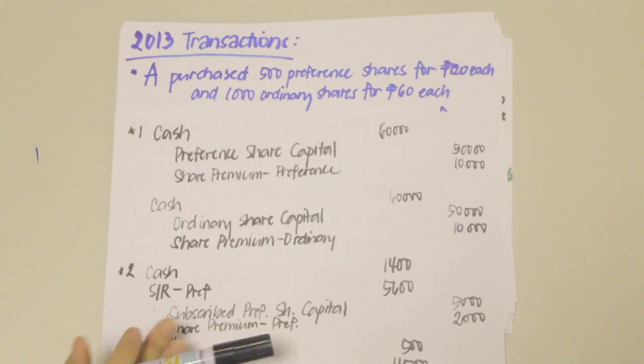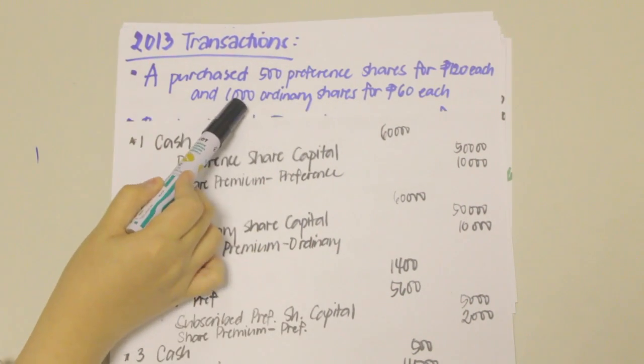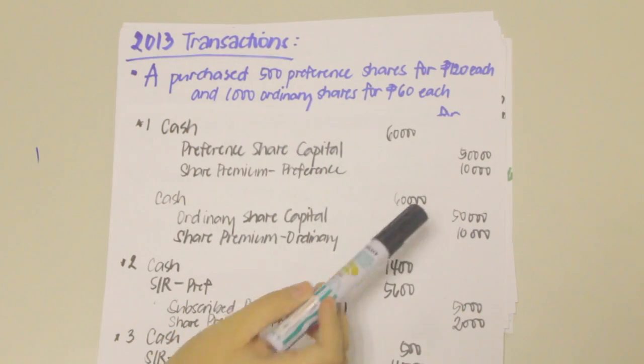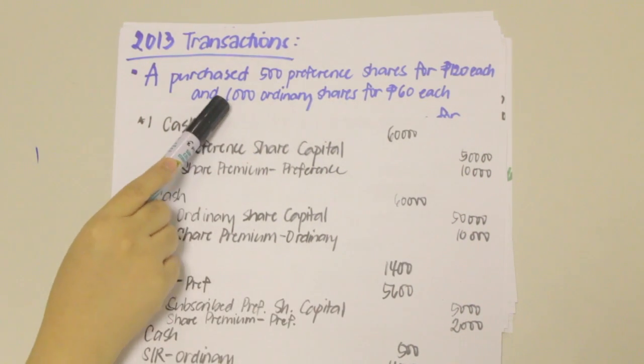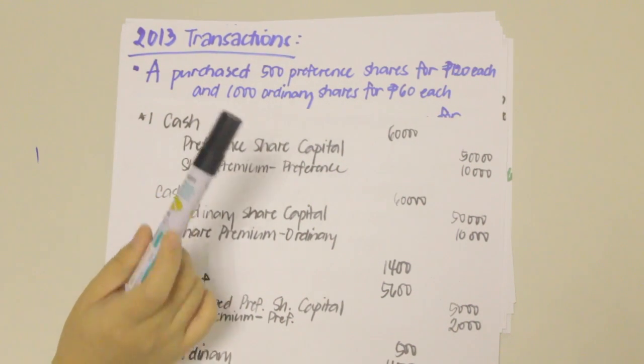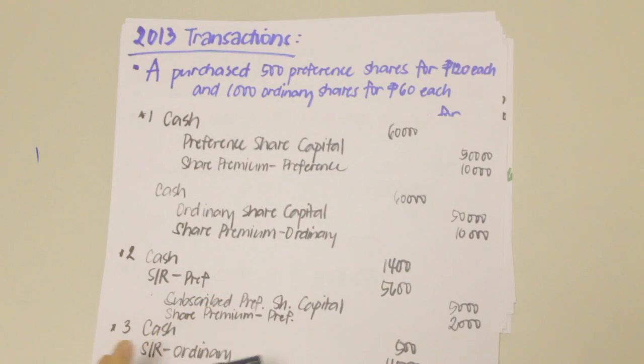And then we also have to debit cash for 60,000 for the ordinary shares, and then credit ordinary share capital for 50,000, which we get by multiplying 1,000 by 50 pesos par, and then crediting the excess to share premium ordinary shares.